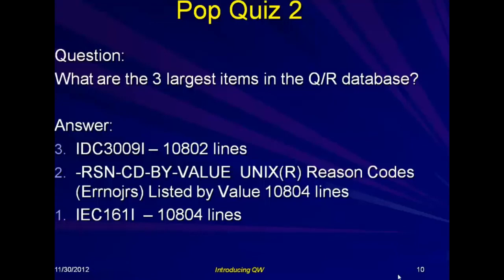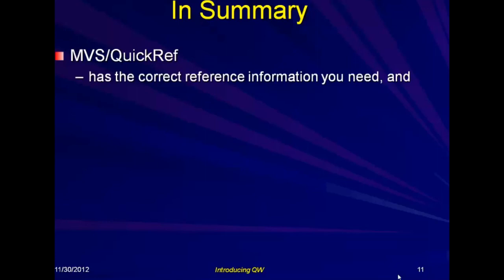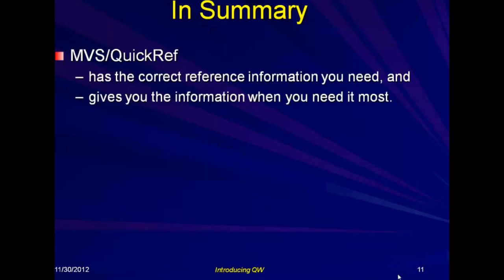The more lines, the harder it is to find. But what if the message you're using is not up to date and doesn't contain the proper subcode? You would be spinning your wheels. But NVS QuickRef will match your reference information to the proper release of z/OS. The best solution ever. Let's conclude the introduction to NVS QuickRef by saying it has the reference information you need and gives you the correct information when you most need it.